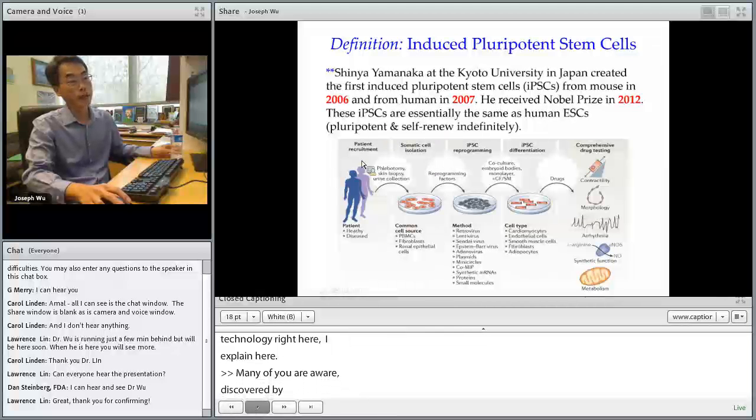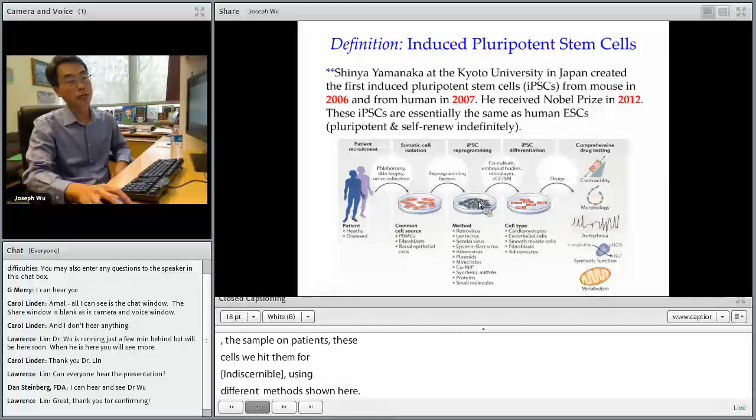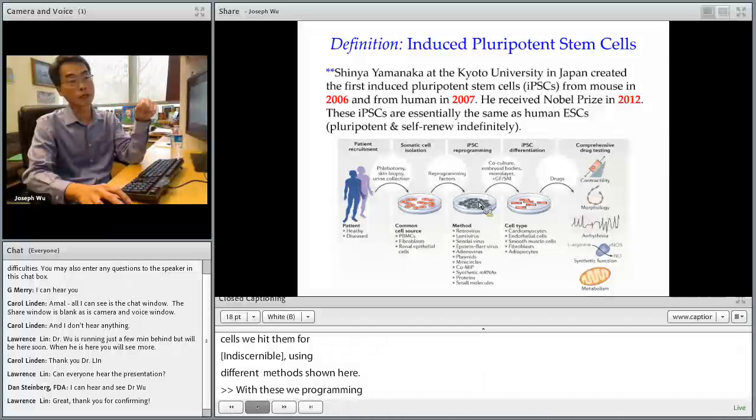The way we make iPS cells is that we can take skin, blood, urine, or even hair samples from patients, and then we culture these cells and hit them with 4 reprogramming genes using different methods as shown here. With these reprogramming genes, we can transform human somatic cells into iPS cells, which for all practical purposes are the same as human embryonic stem cells.